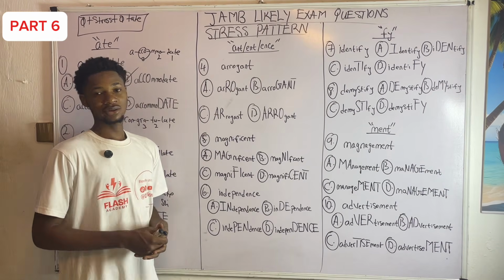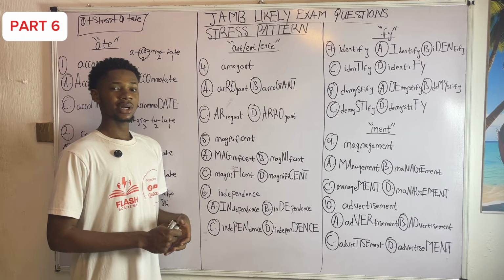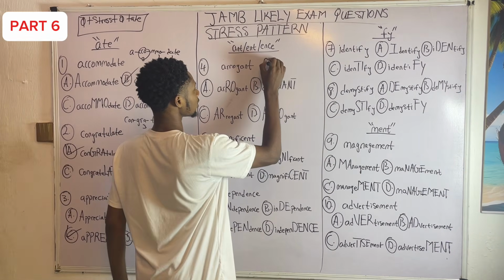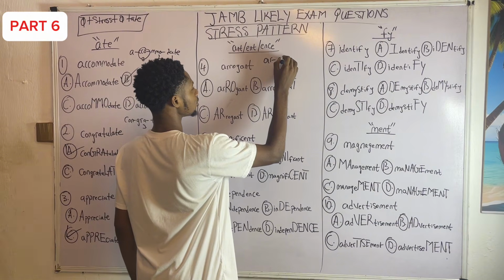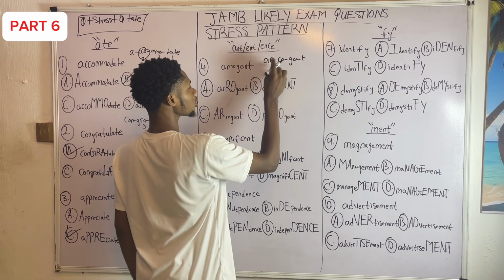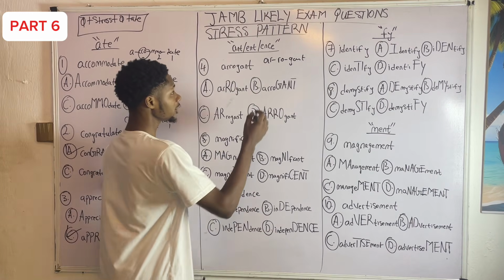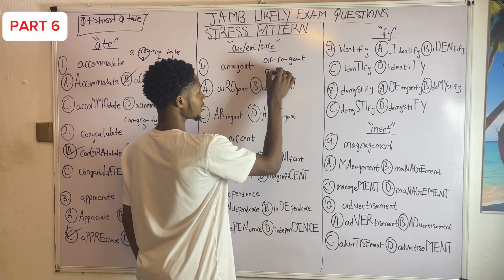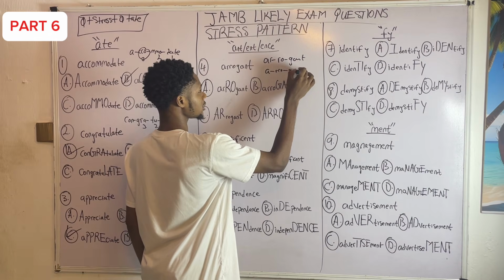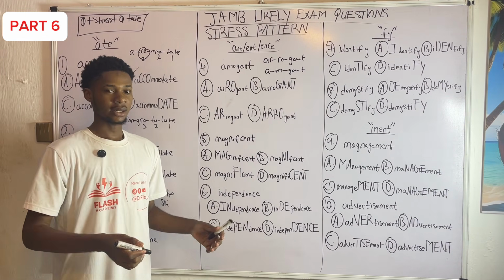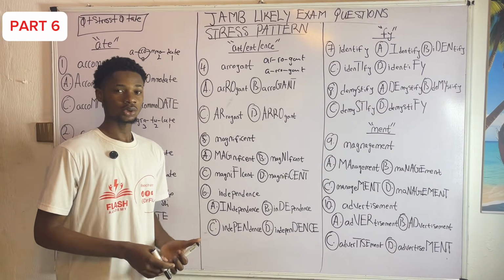Look at this one. We have arrogant. Arrogant ends with ant. You might be wondering why I am putting the R here with the first. It doesn't matter. Remember, I've told you guys before, even if I write this guy like this, arrogant, as far as the stress still falls on the third syllable from the last, it doesn't matter. Whichever one you find in the question, you are good to go.